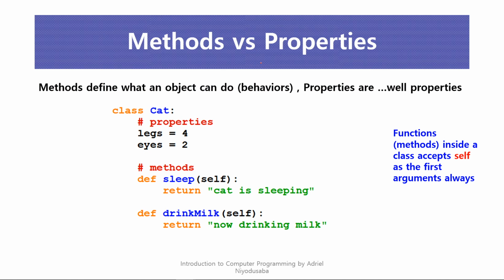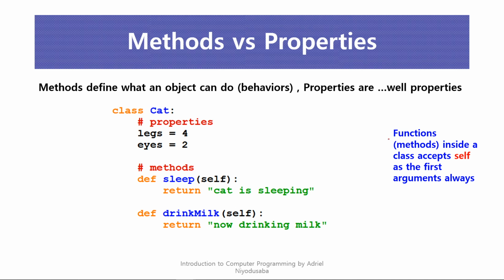Now, what are methods versus properties? If I'm creating a class for a cat, the behaviors or the methods would be something like sleep, drink milk, something really which the class does or the object does. For the properties, it's more of features like legs, forelegs, eyes, two eyes, something like that.